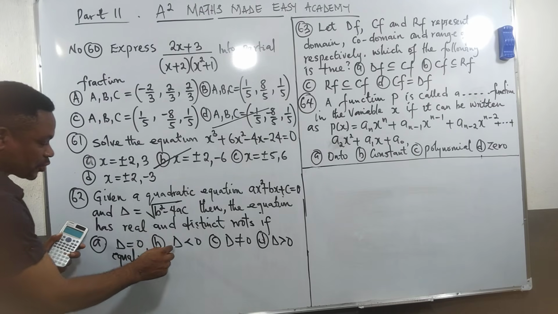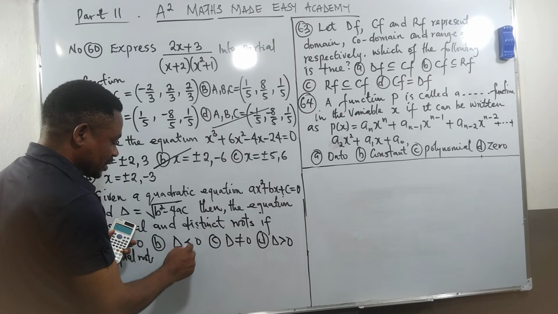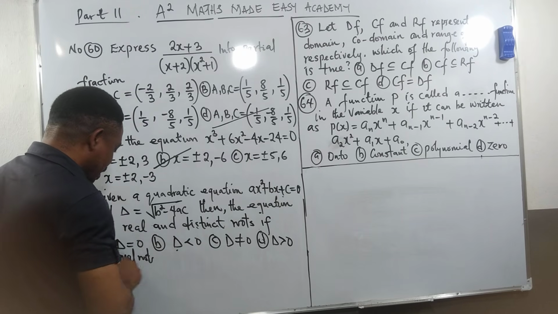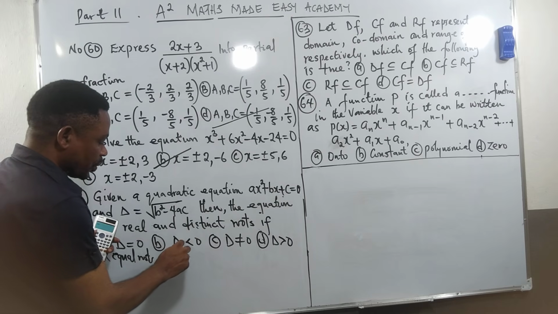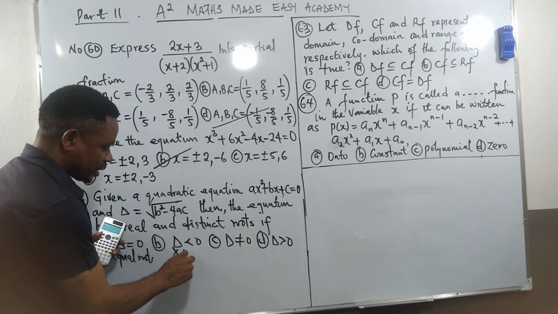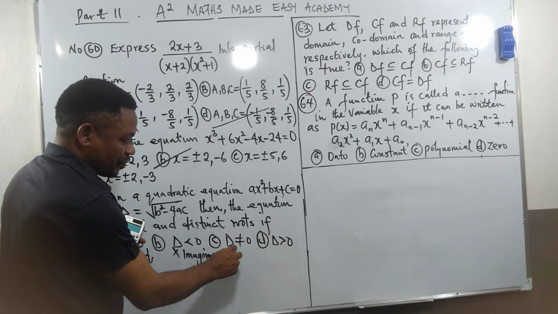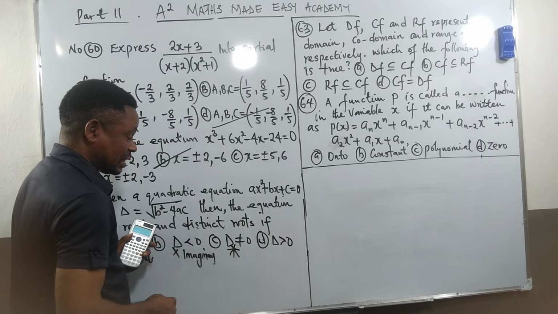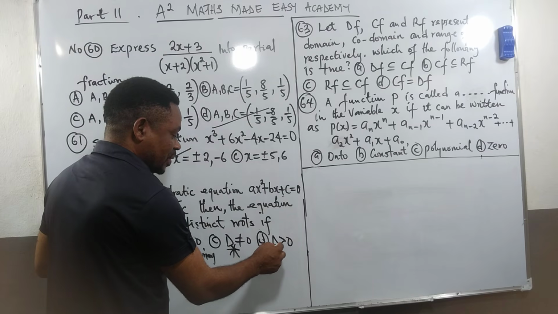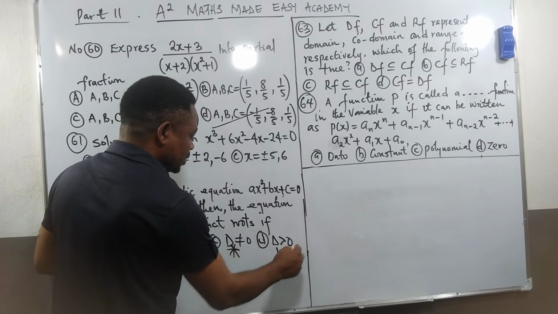Now the discriminant is less than 0. No, it can't be A, it can't be B, because when it is less than 0, we call it imaginary root. It can never be this. That is one of the characteristics. Then the discriminant is greater than 0. Yes, this is the correct answer.